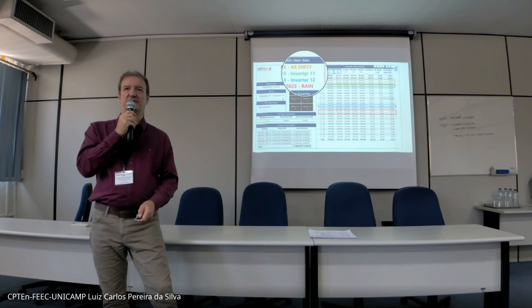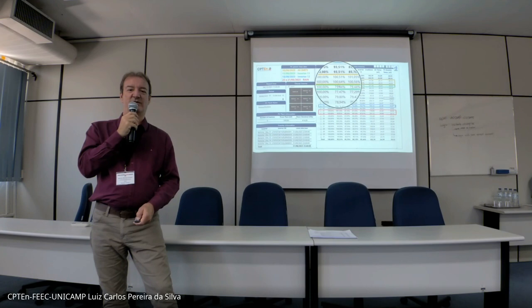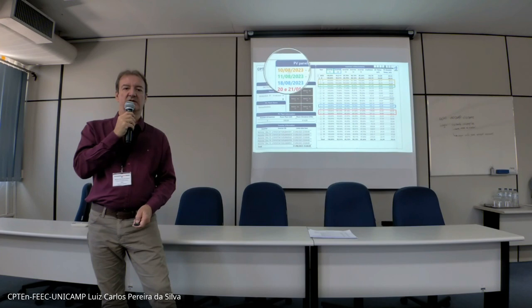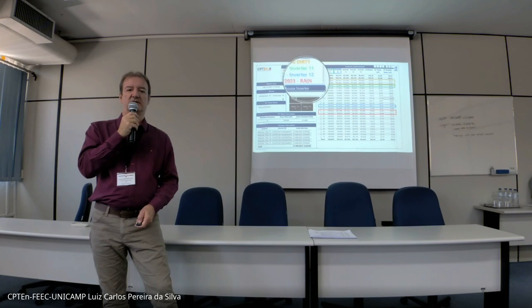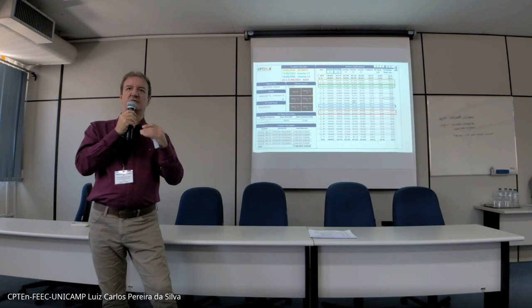So let's see. One is 100, everybody is clean, and the other has 21% less generation. And we go for a week, and you see it can change: 23, 21, 22, 21. Then after 1 week, we clean the PV modules of inverter 12. Let's see what happened. Well, 100 for 11 and 12, and the others, which continue dirty, 78, 70, 20. So at least 20% less generation because they are dirty.